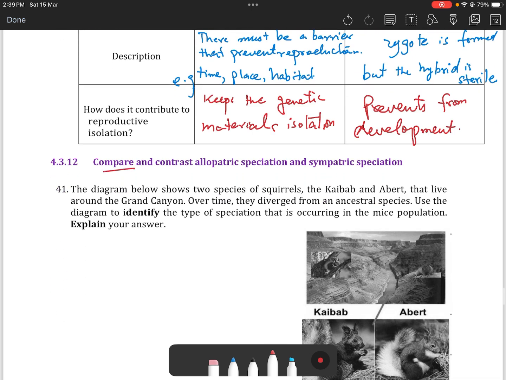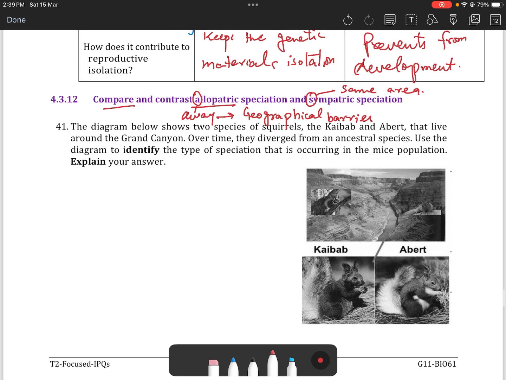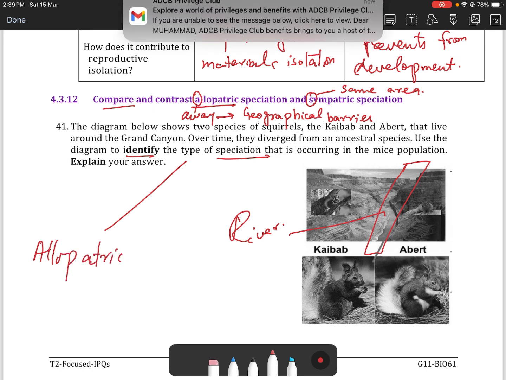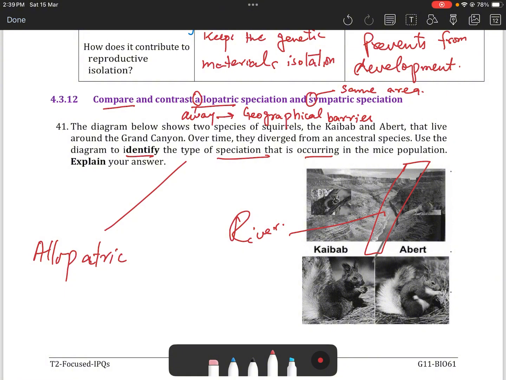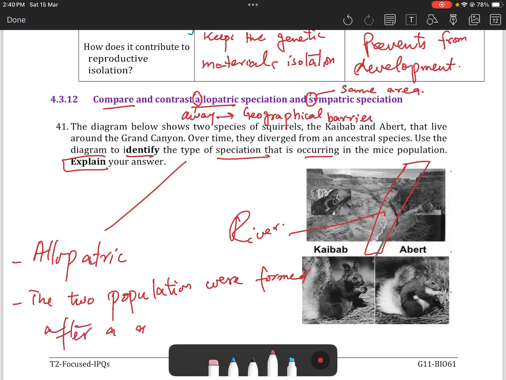Now, compare and contrast the allopatric: A for away. They go away from each other. It means that it involves a geographical barrier, while S for sympatric, in the same area, so they get isolated in the same area. So when you are having a geographical barrier as shown in the image below, there is possibly a river that's passing between them. So identify the type of speciation. So this is allopatric, and that is occurring in the mice population. And explain your answer. How can you explain your answer? I told you, you can simply say that there is a geographical barrier. So the two populations were formed after a geographical barrier.